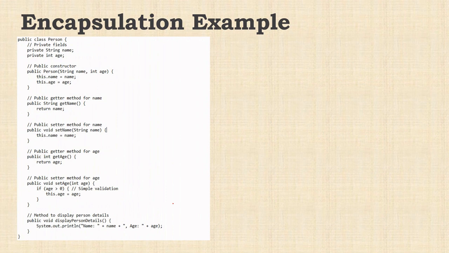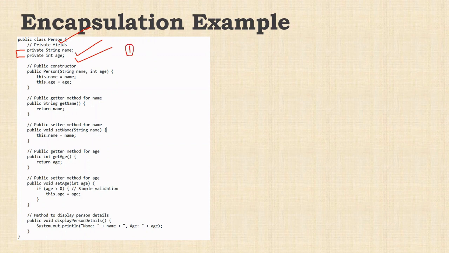So we are going to see an encapsulation example. How can we achieve encapsulation in Java? We have one class, which is the Person class. We have name and age. What we did here is declare name and age as private. So this is our first concept.